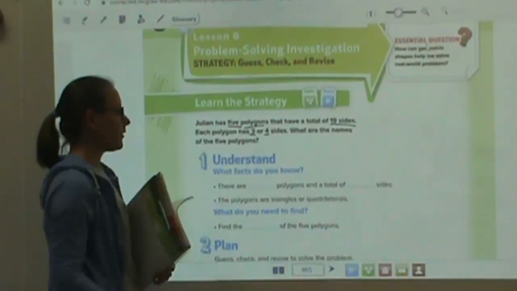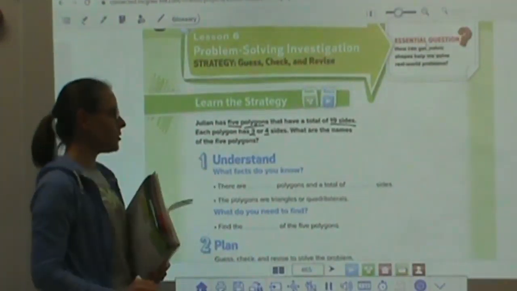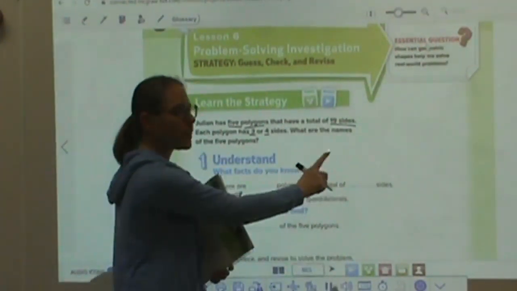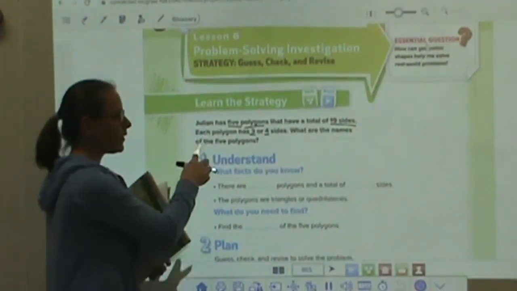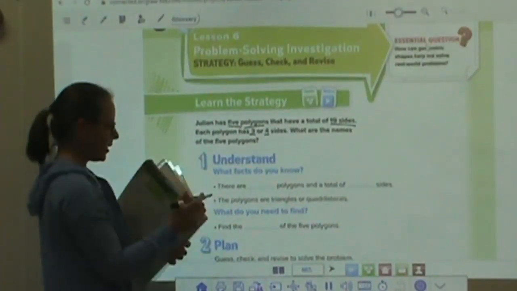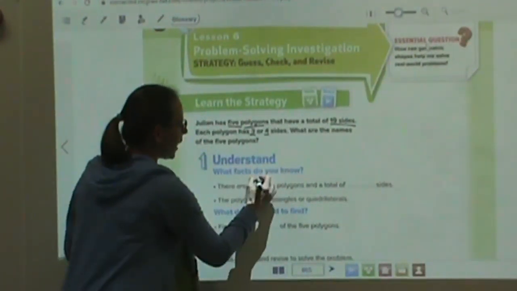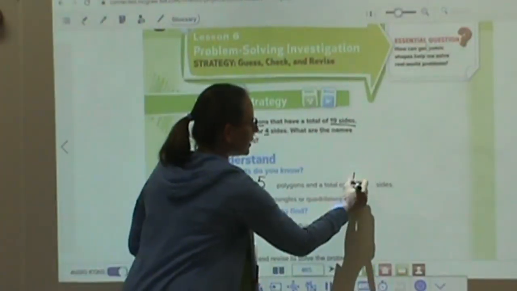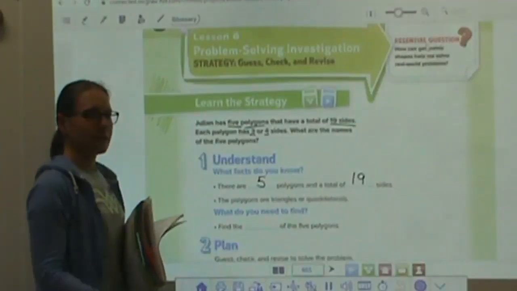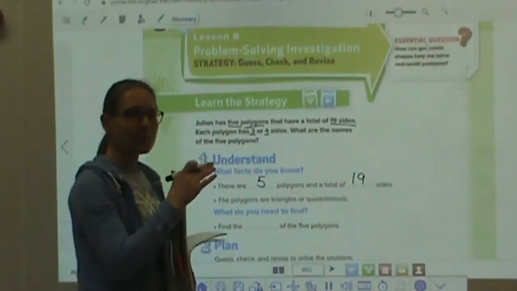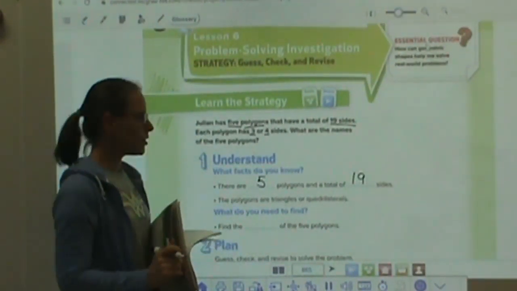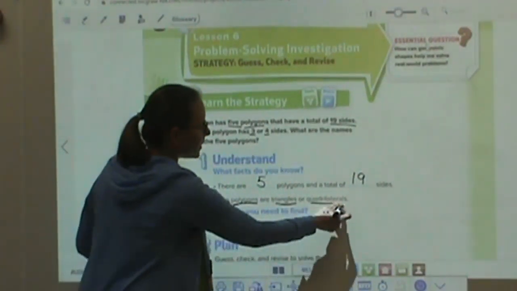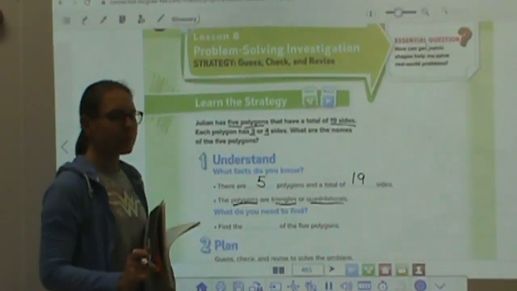So here we're going to write our facts. What facts do you know? There are polygons and a total of sides. If I go back up into my problem, I know that there are 5 polygons with a total of 19 sides. We're just writing down our facts, and that's important on this guess and check strategy. We've already talked about this, that the polygons are going to be triangles or quadrilaterals.